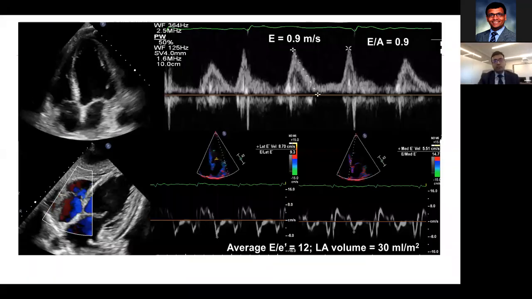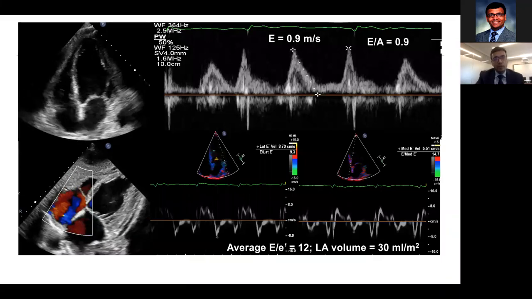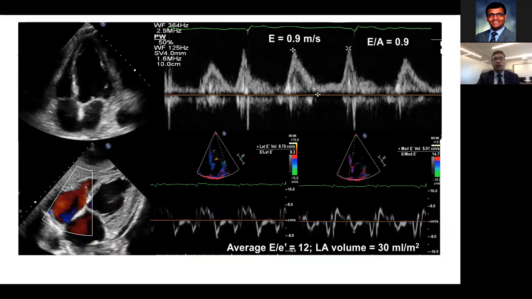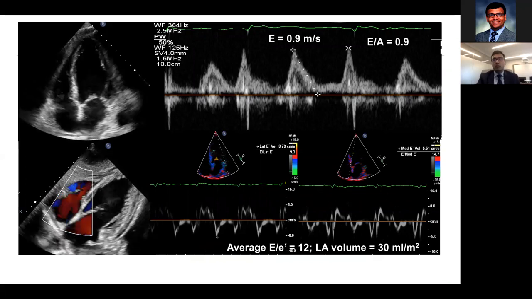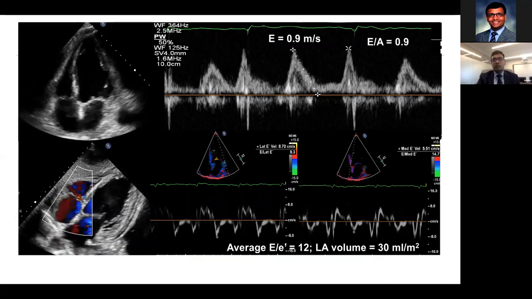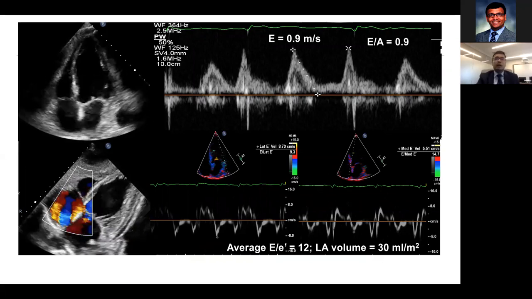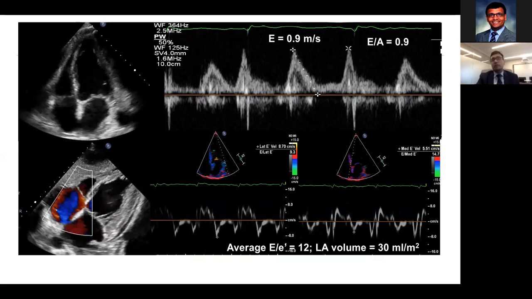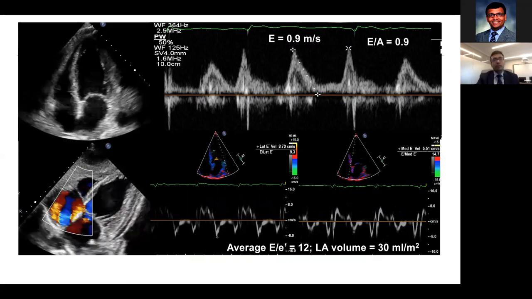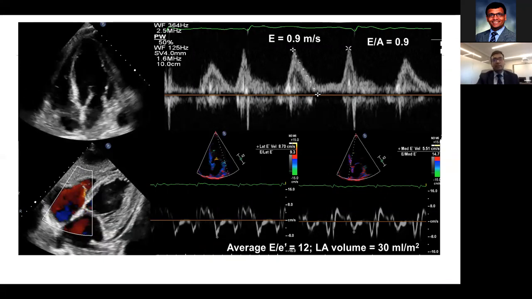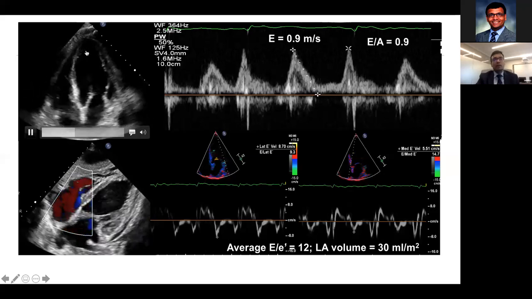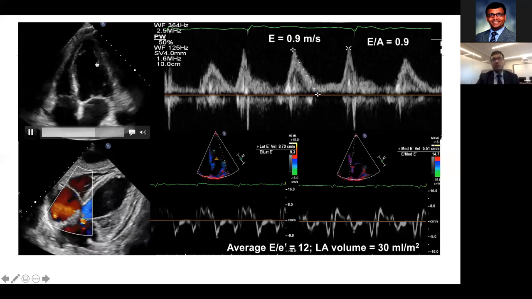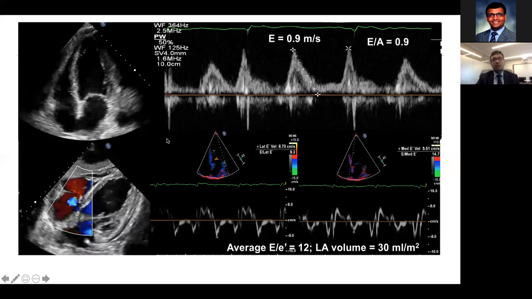Let's examine another case. So here is a patient. You can see the left ventricle. You can see the transmitral filling pressure E by A ratio of 0.9, average E prime is 12, LA volume is 30 ml per meter square. And the question we're asking is, does this patient have diastolic dysfunction? The answer is straight yes. Why? Because look at the wall motion abnormality. Look at the LV systolic function, it is reduced. You can visually see the ejection fraction is reduced.